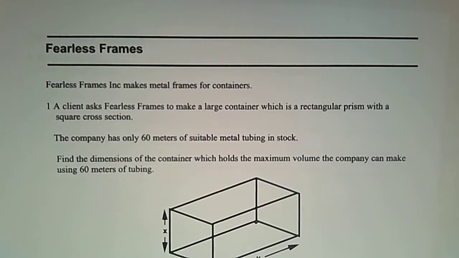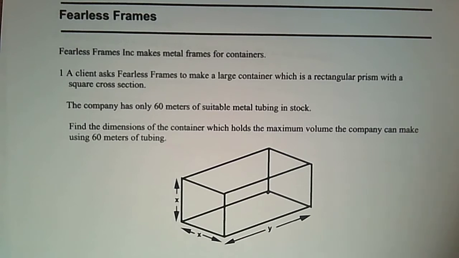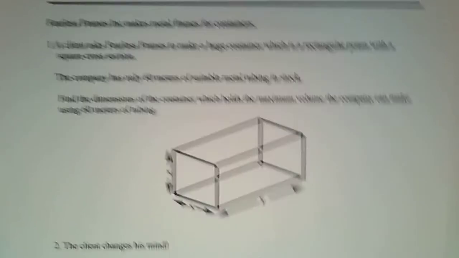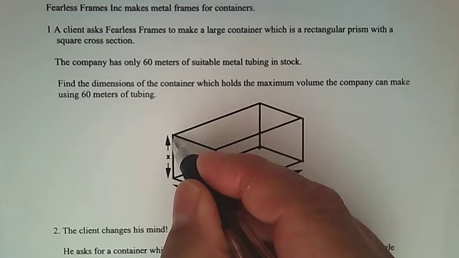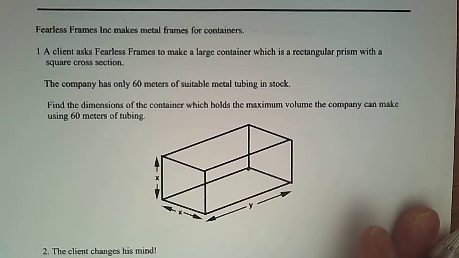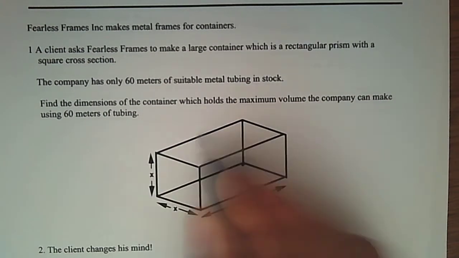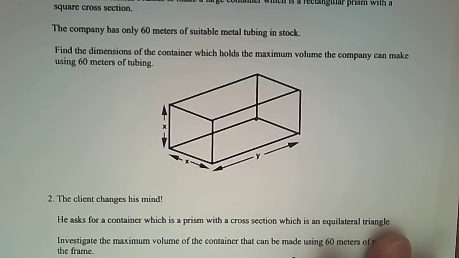Let me read today's task. Fearless Frames Inc. makes metal frames for containers. So this is a metal frame all the way around that makes a container. The company has suitable metal tubing in stock to make the frame of this all the way around. Find the dimensions of the container which holds the maximum volume the company can make with 60 meters of tubing.